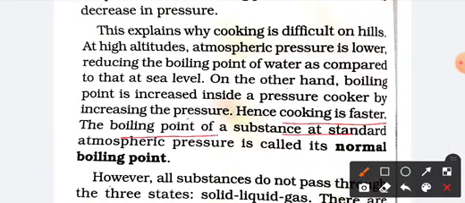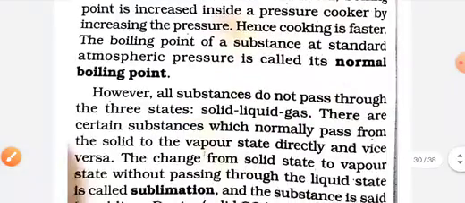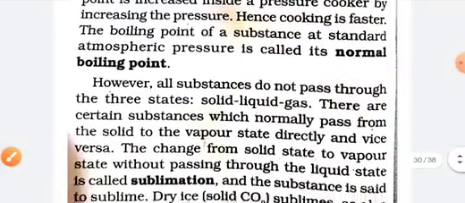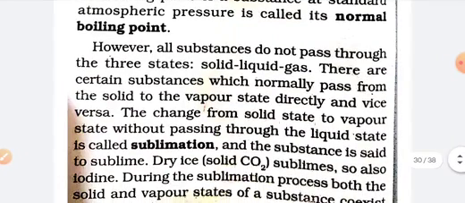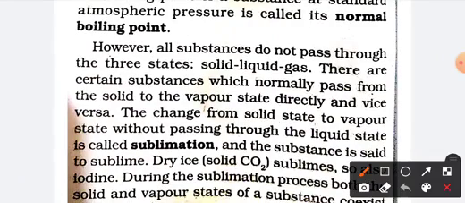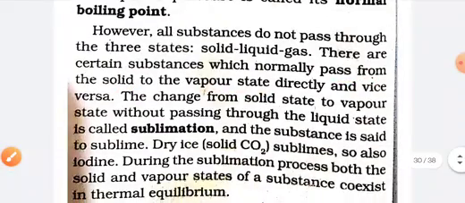The boiling point of a substance at standard atmospheric pressure is called the normal boiling point. Similarly, the same applies in the case of the melting point. However, all substances do not pass through the three states: solid, liquid, gas. There are certain substances which normally pass from the solid to the vapor directly. We have seen that some substances are directly converted from solid to the vapor state, and also vice versa. Some are directly converted from the vapor to the solid state.